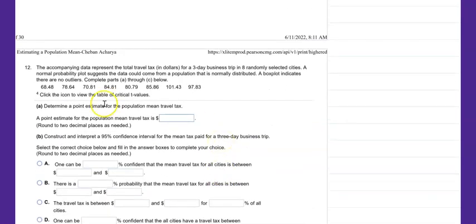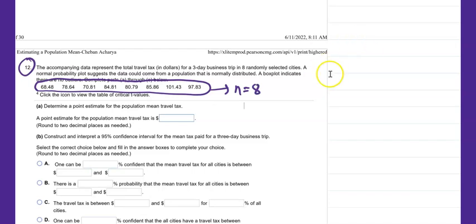Question number 12. The accompanying data represent the total tax in dollars of a 3-day business trip in 8 randomly selected cities. So here are the 8 data values. This is the total travel tax in dollars. So n equals 8 here. And our normal probability plot suggests that the data could come from a population that is normally distributed, and this tells you the population is normal. That's all we need.